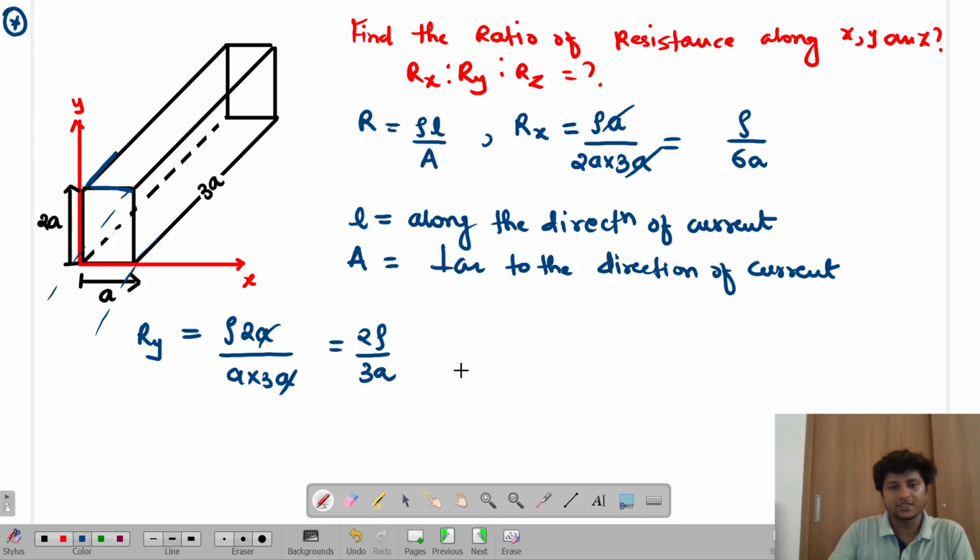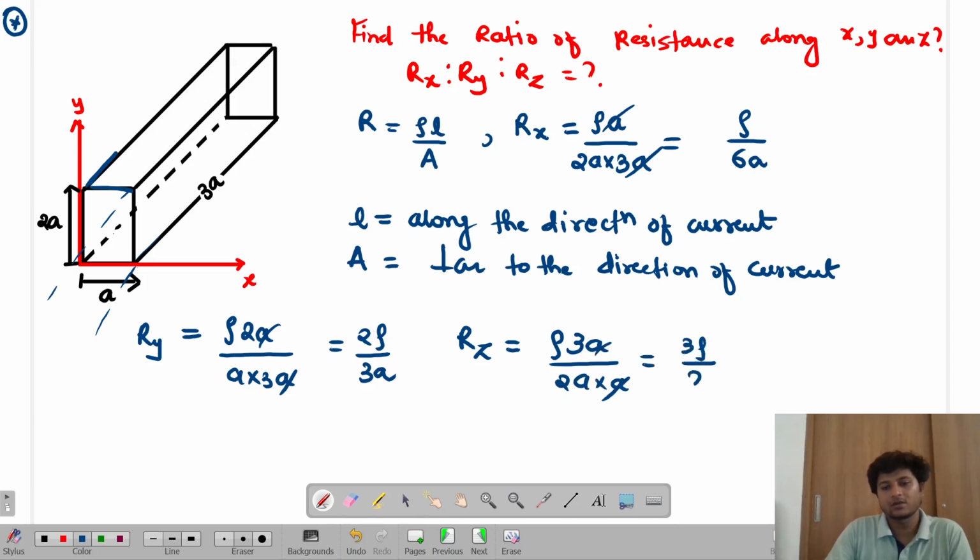Similarly, I can calculate Rz. Rho current will move along 3a and the area is in the xy plane. So that is twice a into a, so that is 3 rho by 2. Are you able to get me or not?